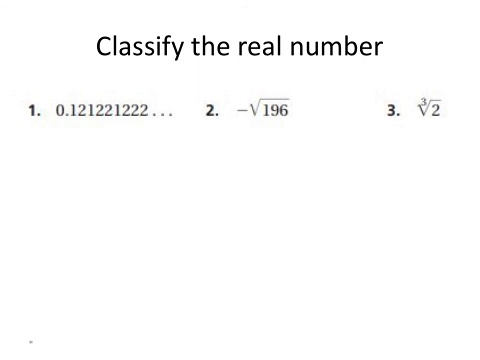Okay, let's look at some examples. And we're going to classify these real numbers in as many categories as we can. So in this first example, I have a decimal. It has a pattern to it, but it's not repeating. If it was repeating, there would be a vinculum on the top of some of these or all of these numbers, and there is none. Because it is not a repeating decimal, this one is irrational.